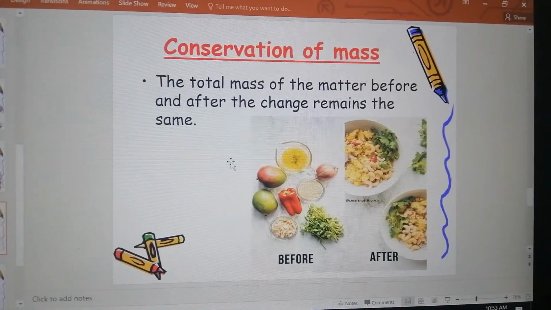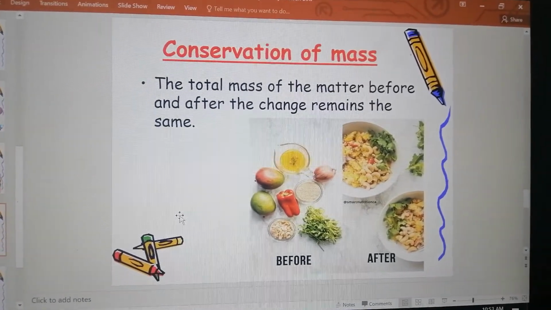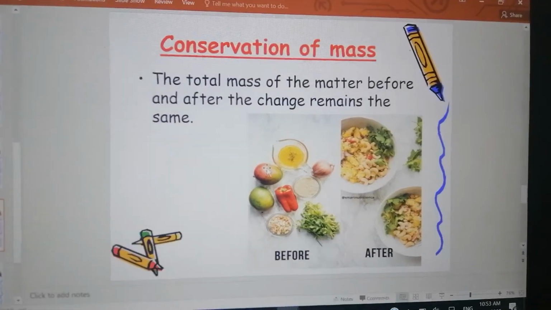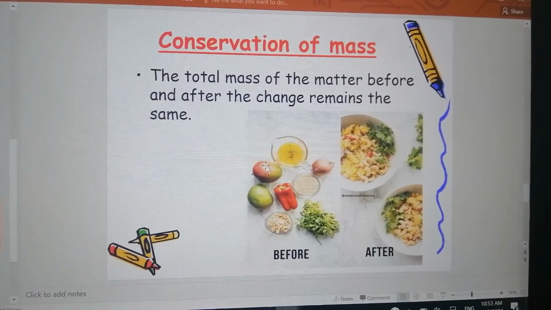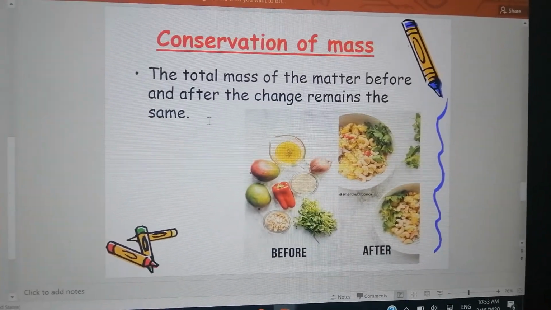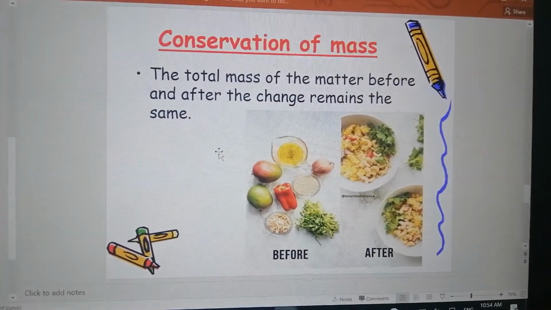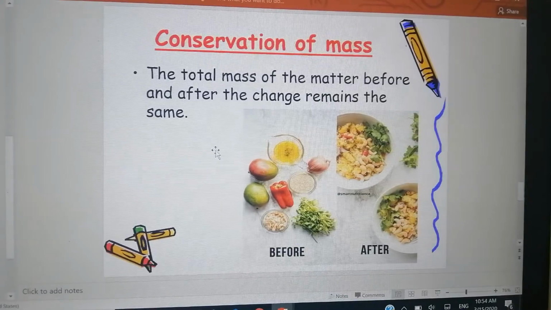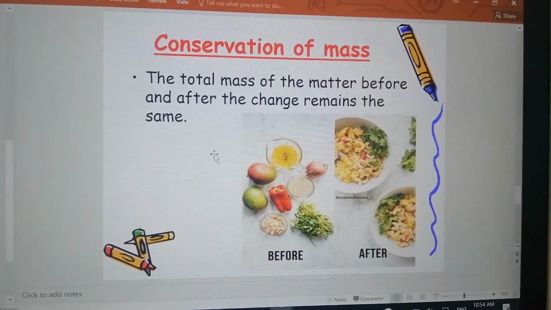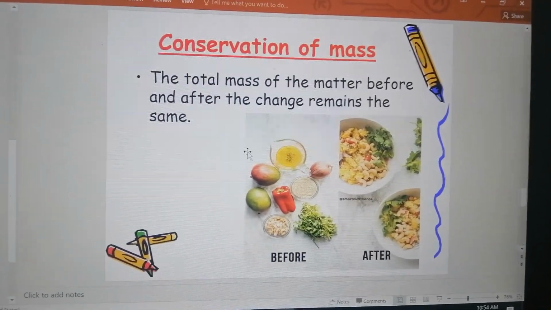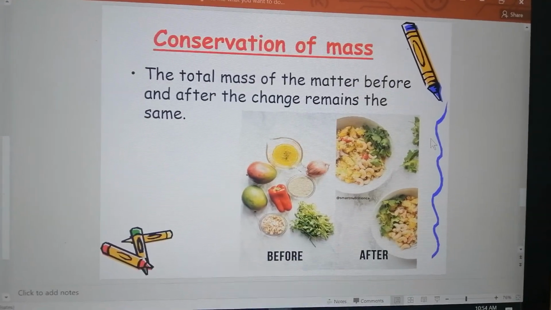Like again, if we have a cup or a pot full of water and it is 100 grams, then we boil it. When we boil it, it will change into gas. The amount of this gas equals the same amount of water at the beginning. So before and after boiling, it is the same mass.